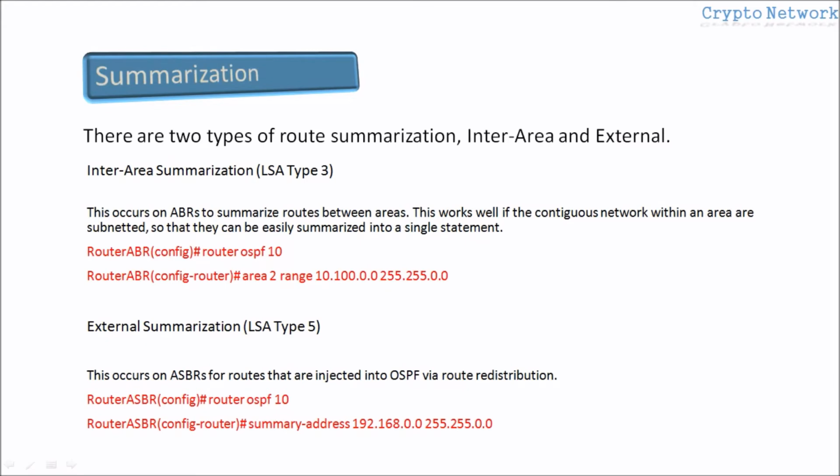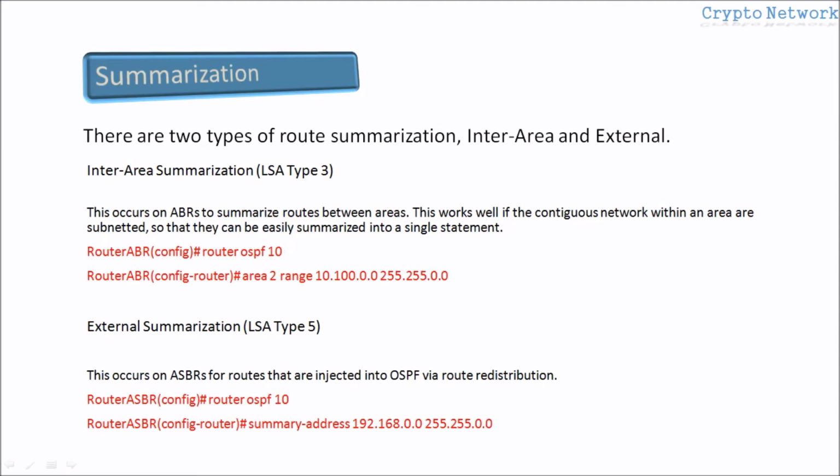Quite simple. Another is external route summarization. External route summarization is specific to external routes that are injected into OSPF via redistribution. That's why external route summarization must be configured on the ASBR. The configuration is quite easy.